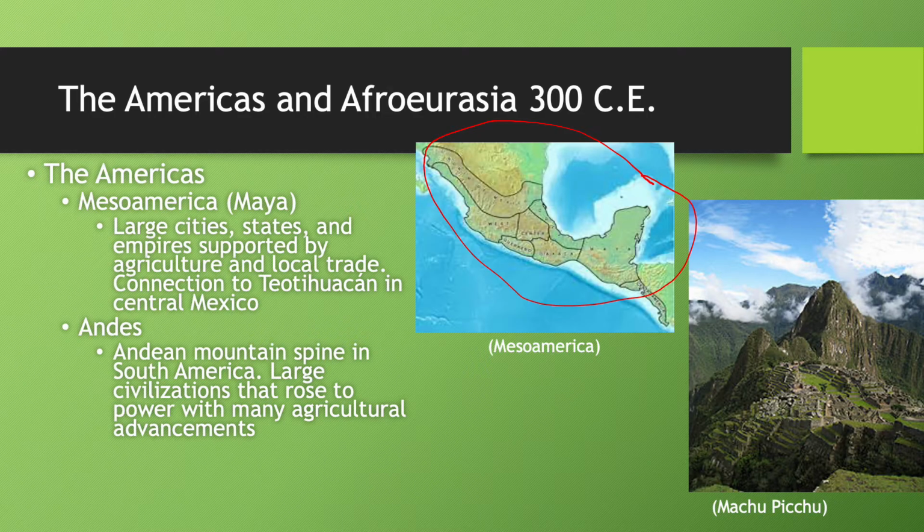We can also go further south. So you might be familiar with the ancient city of Machu Picchu, or the famous city of Machu Picchu, in the Andes mountain spine in South America. So if you go a little further south, you have people that gathered in the Andes. Their large civilization also rose to power with many agricultural advancements.